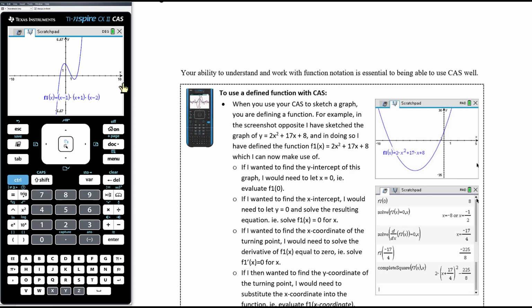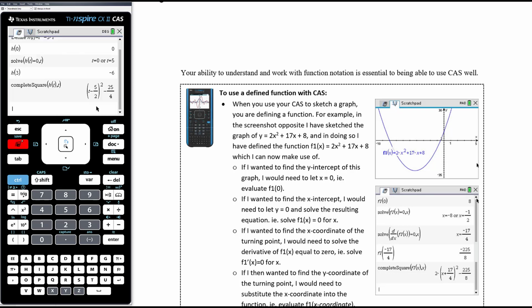If I then want to calculate things about this cubic, for example the x-intercepts, I know it's in a form that we can calculate those easily by hand. But just as an example, if I've drawn the graph first, I can see I'm going to need the x-intercepts, the y-intercept, and the turning point. I go back over to my calculator screen and solve f1 of x equals 0 for x to find the x-intercepts of that graph.